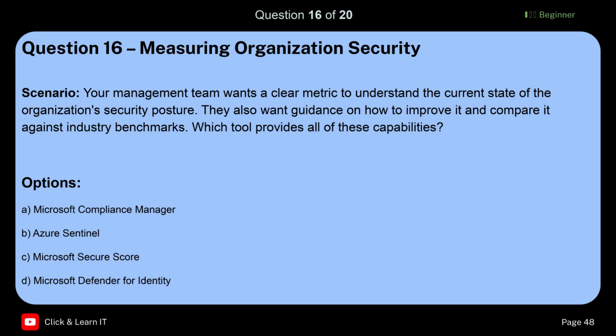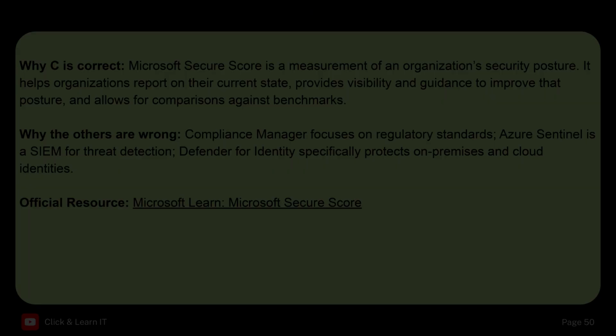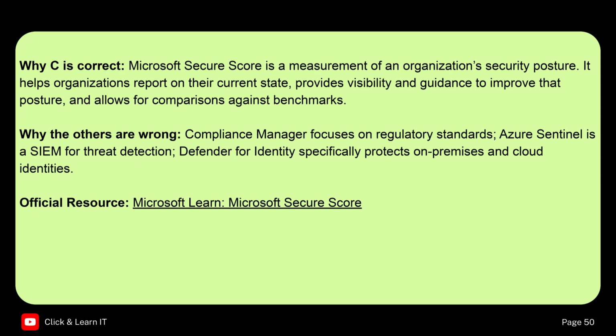Question 16. Which tool provides a clear metric of the organization's security posture, guidance for improvement, and comparison against industry benchmarks? The correct answer is C, Microsoft Secure Score. It measures security posture, provides guidance for improvement, and allows comparison against benchmarks.